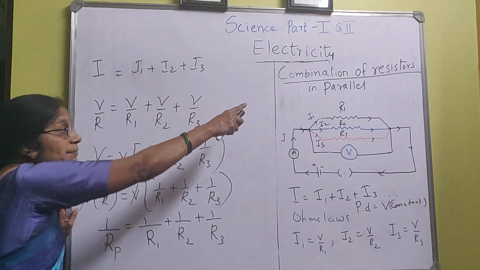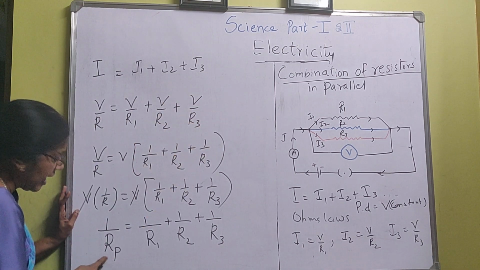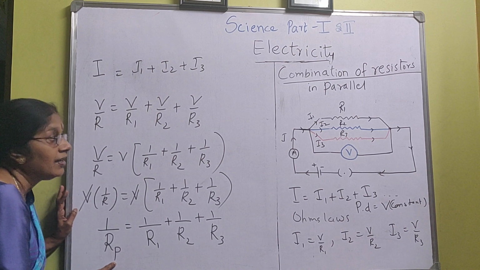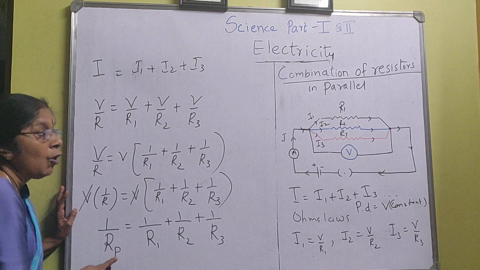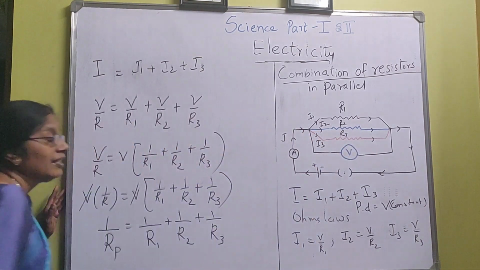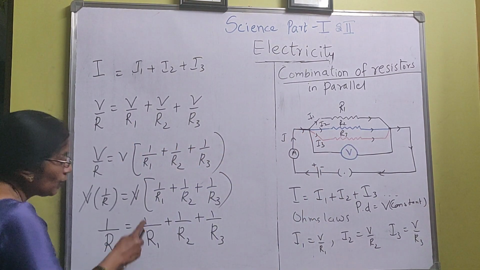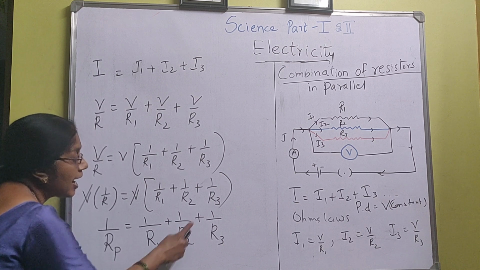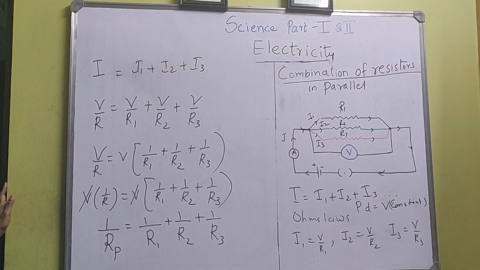This is the formula to find out the total resistance when it is connected in parallel. It is given as 1 by Rp, where Rp means parallel. The resistors are connected in parallel. What is meant by connection in parallel? There are two common points between the resistors. 1 by Rp is equal to 1 by R1 plus 1 by R2 plus 1 by R3. So this is how we can find out the total resistance.